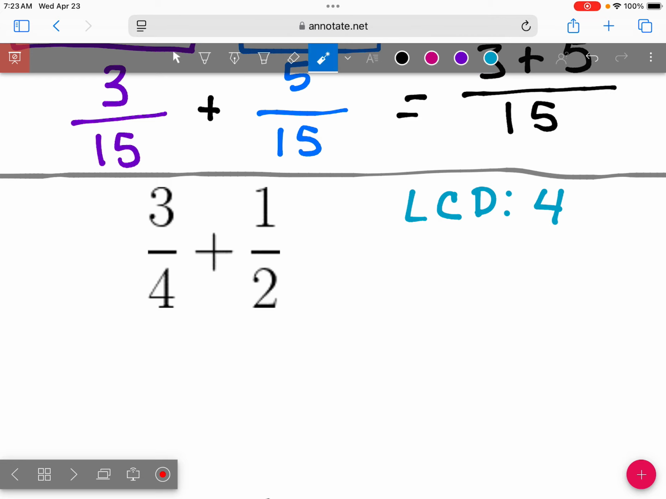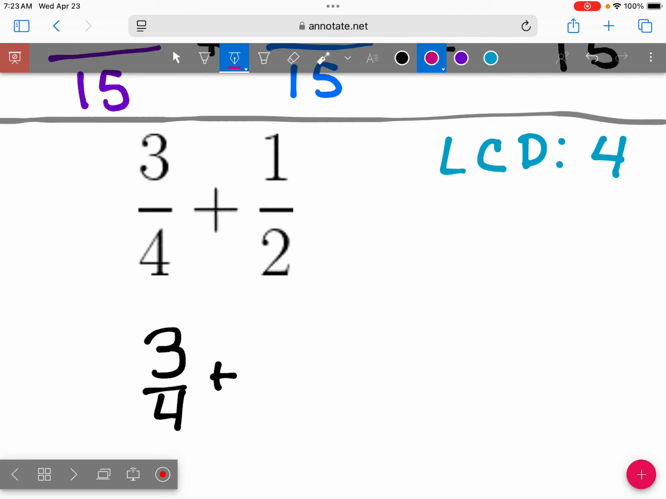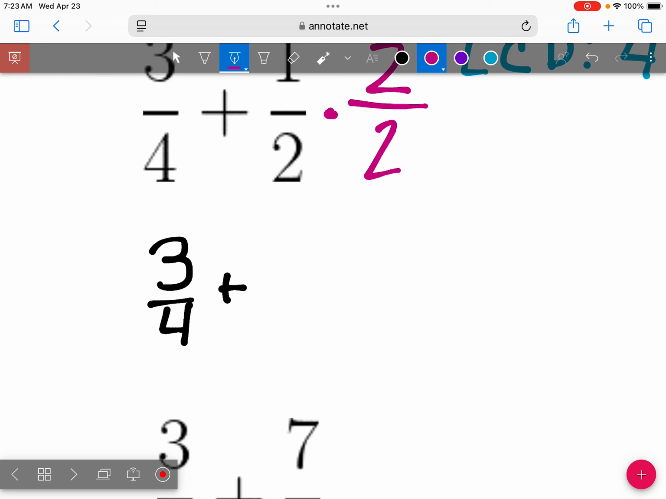So my 3/4, I don't actually have to do anything to. It already has our denominator of 4. What do I need to do to the 1/2? Multiply by 2. But I can't just multiply by 2. 2 over 2. We're multiplying by a funny looking 1. Our 1s are going to look really weird today. Just warning you. Because this then gives us 2/4. And that's a little easier to picture in our head mentally, that 1/2 is the exact same thing as 2/4. That's what we're doing here.